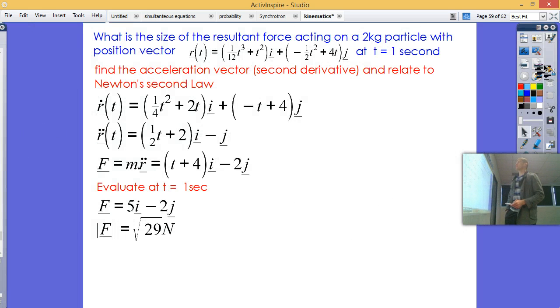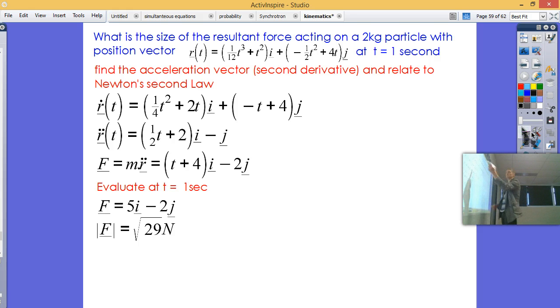Okay, now we'll do one more problem. Let's consider what is the size of the resultant force acting on a 2 kilogram particle with a position vector given by this. And we want to know, well, what is the resultant force when t equals 1 second? So now we're working backwards. We started with position vector and we have to determine what the force is. So we're looking at the rates of change, which is a differentiation problem.